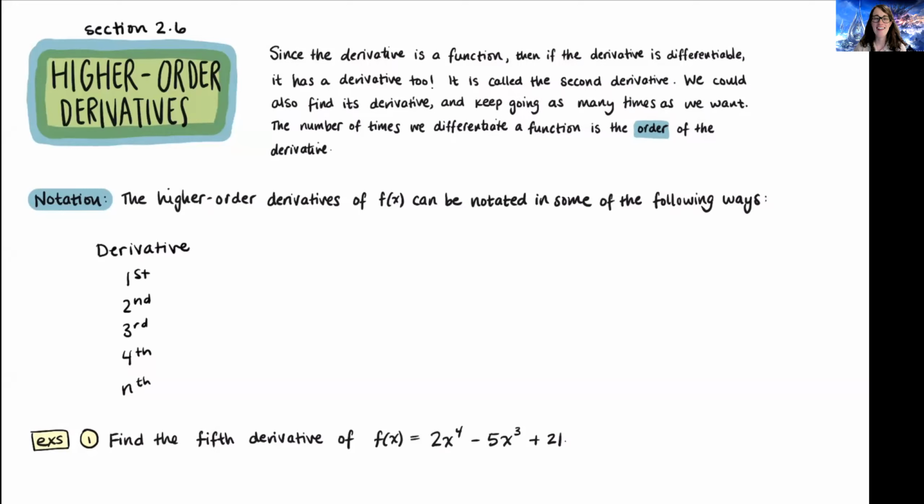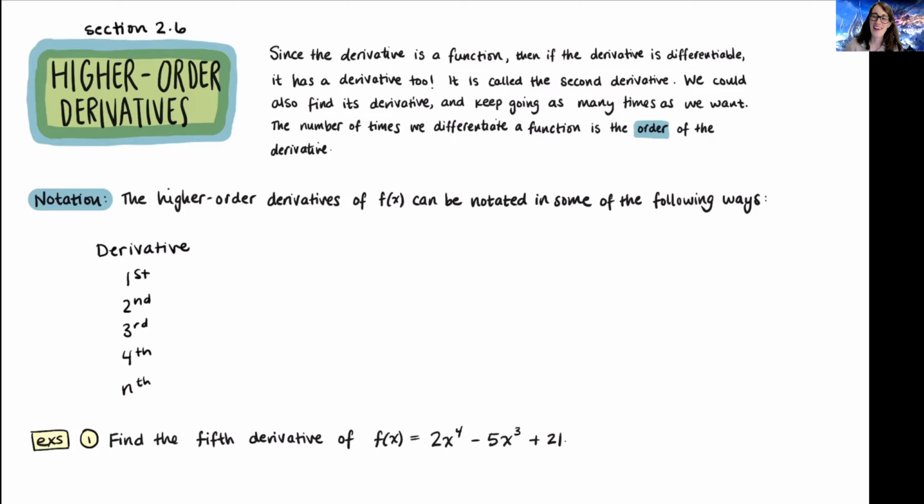Hi there. In section 2.6, we are going to talk about something called higher order derivatives. Since the derivative is a function, the derivative is something that we can find a derivative of. And then we can find the derivative of that, and then we can find the derivative of that, and we can actually keep on going as many times as we want. So higher order derivatives means taking derivatives of derivatives.